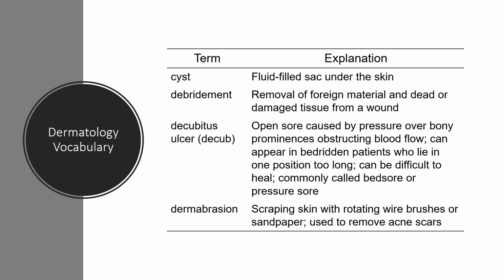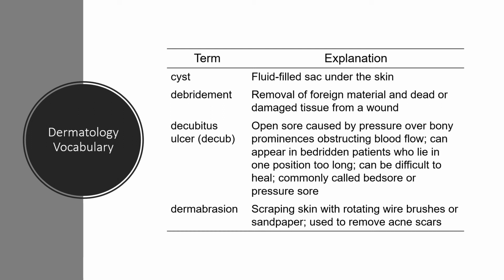Decubitus ulcer is also called a decube, and this would be an open sore caused by pressure over a bony prominence obstructing blood flow. So it might be hard to understand, but basically these can appear in bedridden patients who lie in one position for too long, and these can be difficult to heal. So if they're lying too long on their hips or something like that, they're commonly called a bed sore or a pressure sore, if that helps you understand a little more.